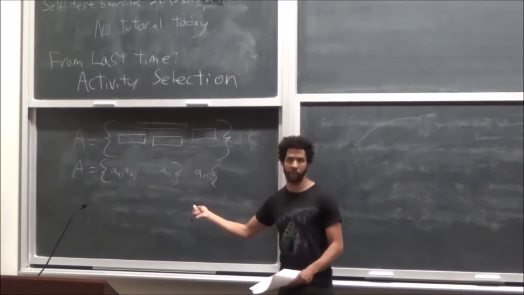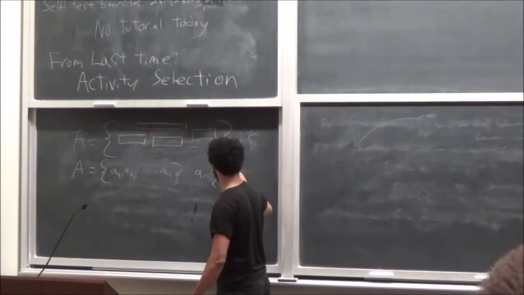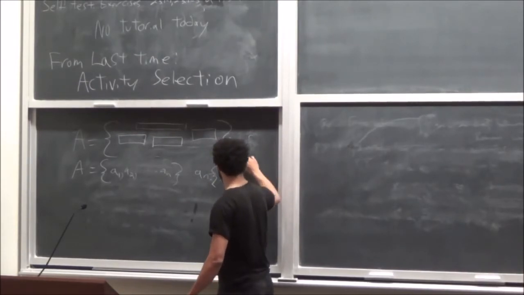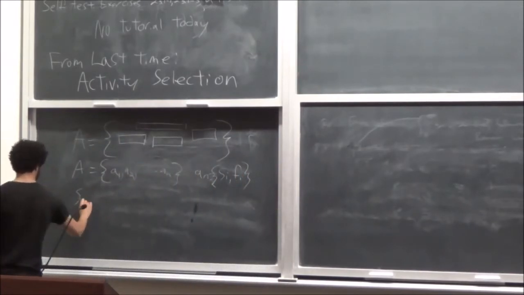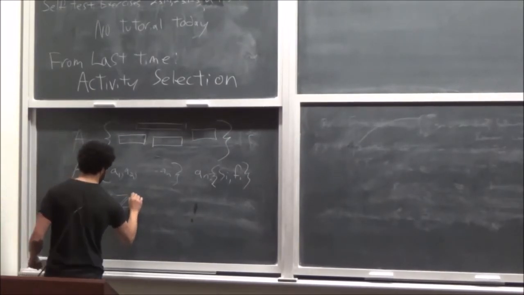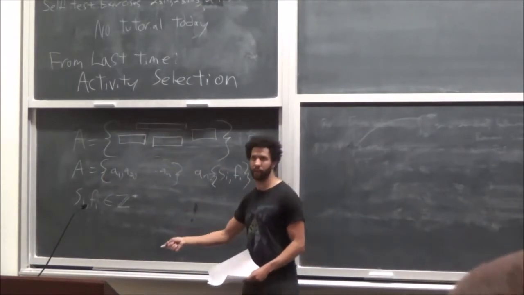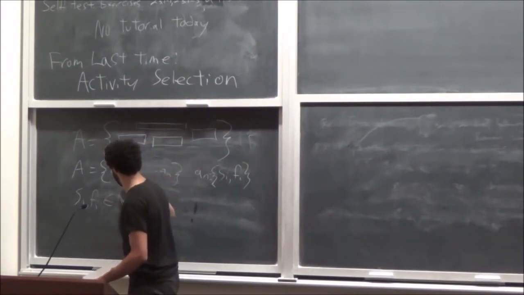You don't have to rewrite this from last week. I'm just going to recap. Each activity has a start time and end time, so SI and FI, SI and FI are both positive integer values. I don't know if zero's in there or not, I can't remember, but maybe it should just be the set of numbers. Whatever.